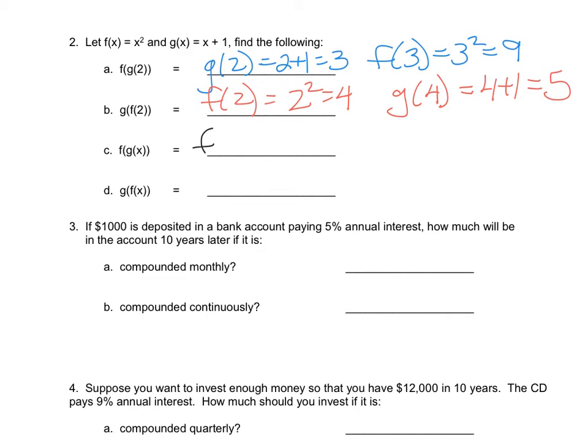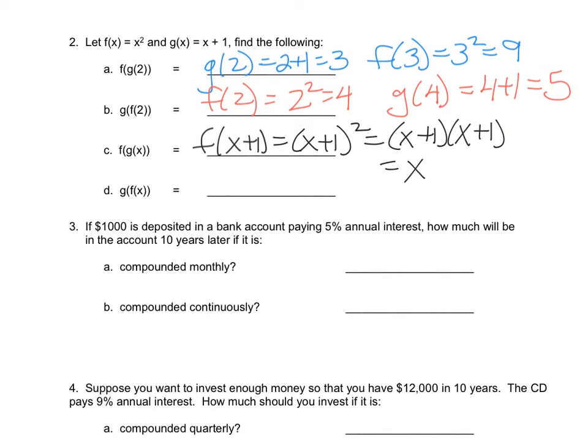For C, we're going to do F of G of x. So that means any x in the F function gets replaced with x plus 1. We're not going to leave that as x plus 1 squared. We want to simplify it. Anytime you have a binomial squared, it means multiply by itself. You can pick your preference of methods. You can FOIL, you can box method, you can distribute. And as a final answer, you would get x squared plus 2x plus 1.